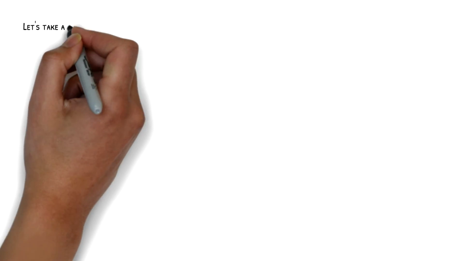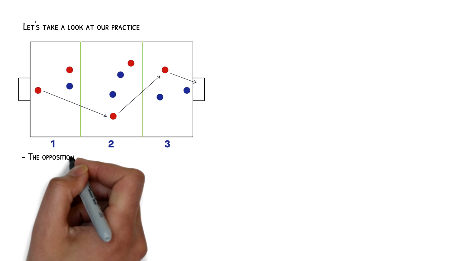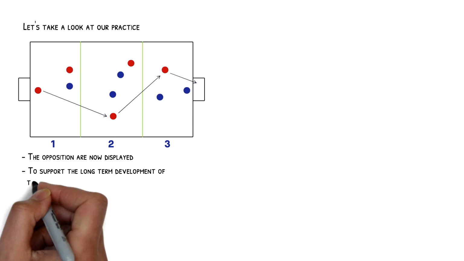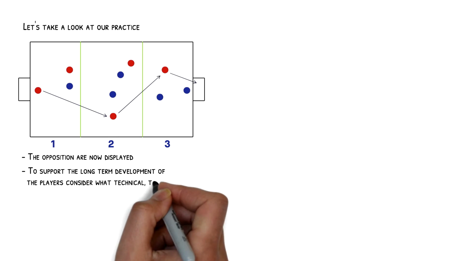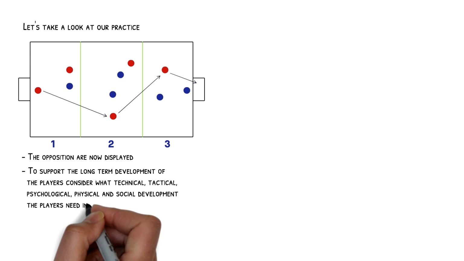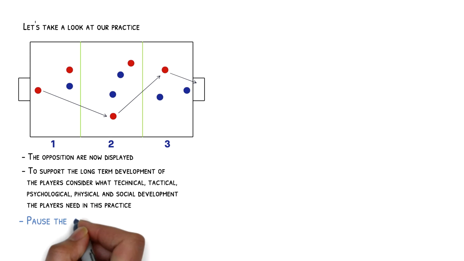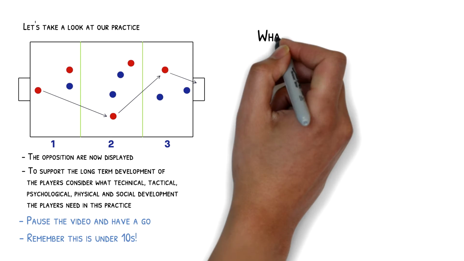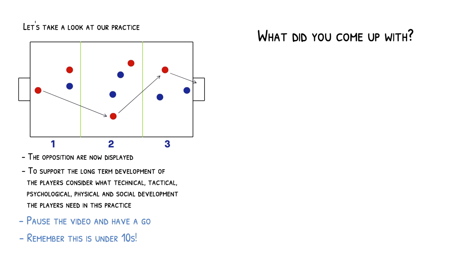Let's take a look at our practice. The opposition are now displayed. To support the long-term development of the players, consider what technical, tactical, psychological, physical, and social development the players need in the practice. Pause the video and have a go. Remember, this is under 10s. So what did you come up with?